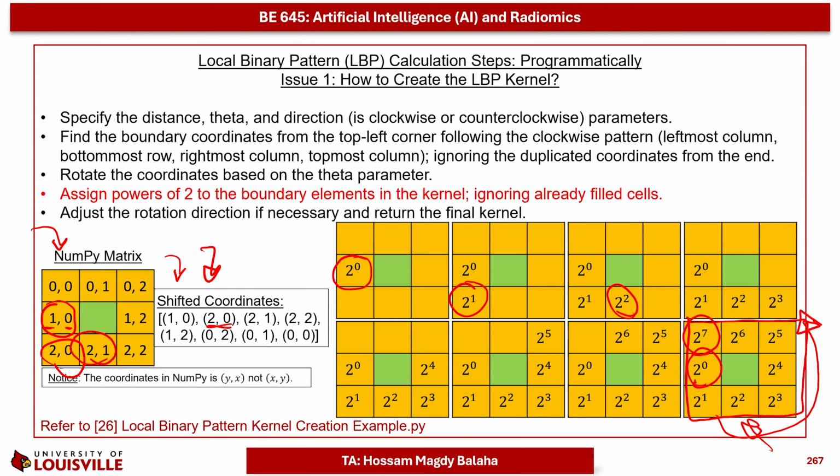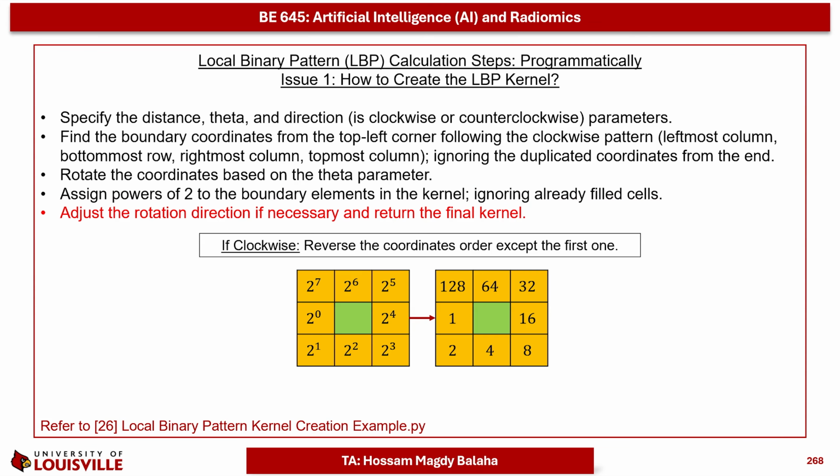And if you are dealing with clockwise, then you will do a simple thing, which is keeping the first coordinate as it is and reversing the order of all of the other coordinates, and we will show how to do that programmatically. After that, based on clockwise or counterclockwise, you will obtain the final kernel, the LBP kernel, which is here, starting from angle 180 and moving counterclockwise with a distance of 1, meaning a 3 by 3 LBP kernel matrix.